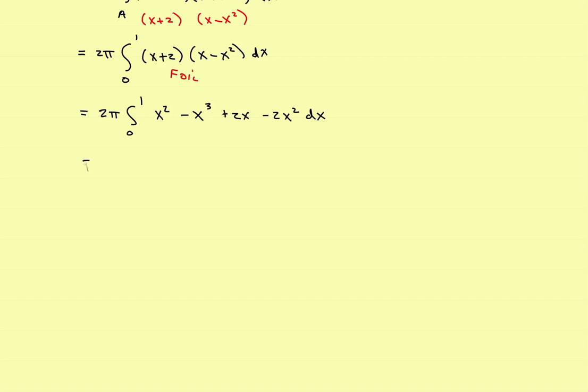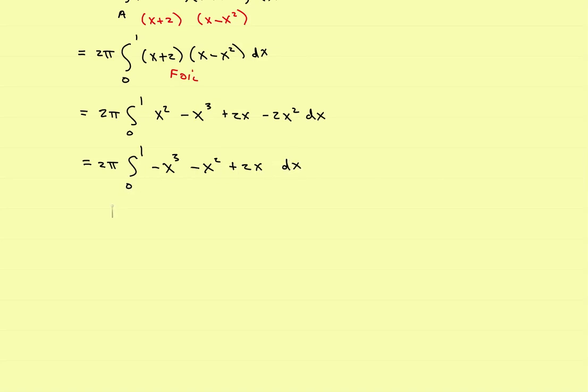Okay, so that's going to turn into 2 pi times the integral from 0 to 1. Now I'm going to go ahead and put these in descending order. So first of all, I've got the minus x cubed. Now here's an x squared and a minus 2x squared, so that'll become a negative x squared when you add them together. Then finally, you've got a plus 2x, all this with respect to x.